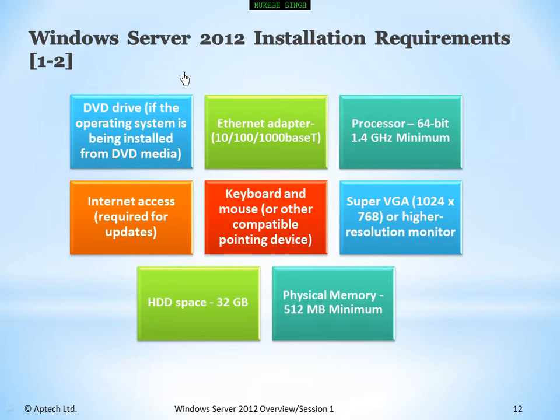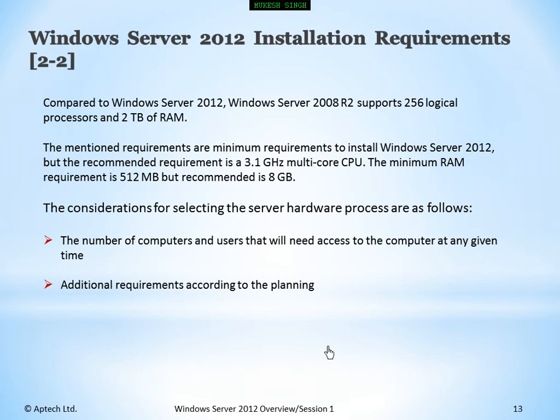These are the hardware installation requirements. A DVD drive or a pen drive is required. If you want to install through the network, a network card is required. Processor 1.4 gigahertz minimum required and 64-bit. We do not have a 32-bit version available. Internet access is required if you want to update your server, otherwise it is not required. Keyboard and mouse are required, and graphics required are 1024 by 768 or higher. Minimum hard disk required is 32 GB, and minimum RAM required is 512 MB. Fine. So that is the same here.